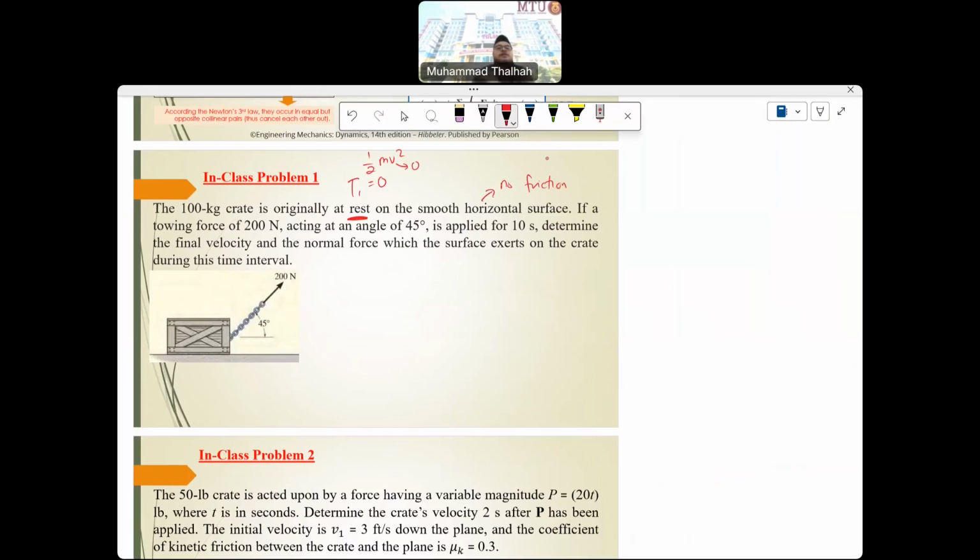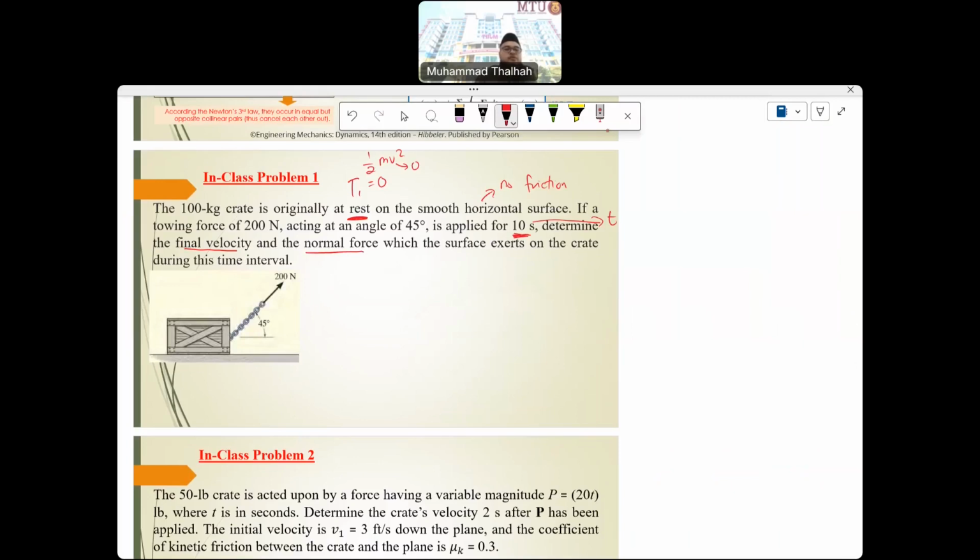Good. Then a towing force of 200 Newton acting at an angle of 45 degrees is applied for 10 seconds. You see, there's time involved in this question. Determine the final velocity and the normal force which the surface exerts on the crate during this time interval.